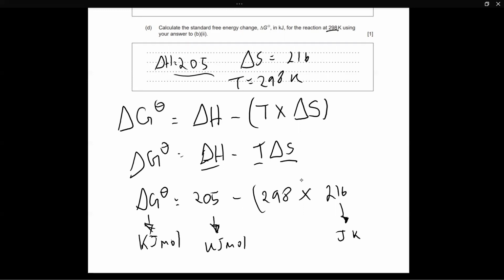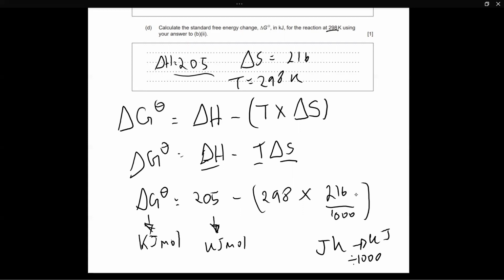It's not in kilojoules. So we need to convert from joules into kilojoules. So how do we do that? Well, it's very simple. In order to convert from joules to kilojoules, we just have to divide by 1000. So we divide this by 1000, and this will give us our correct answer. This will give us the answer in the units that we are looking for.